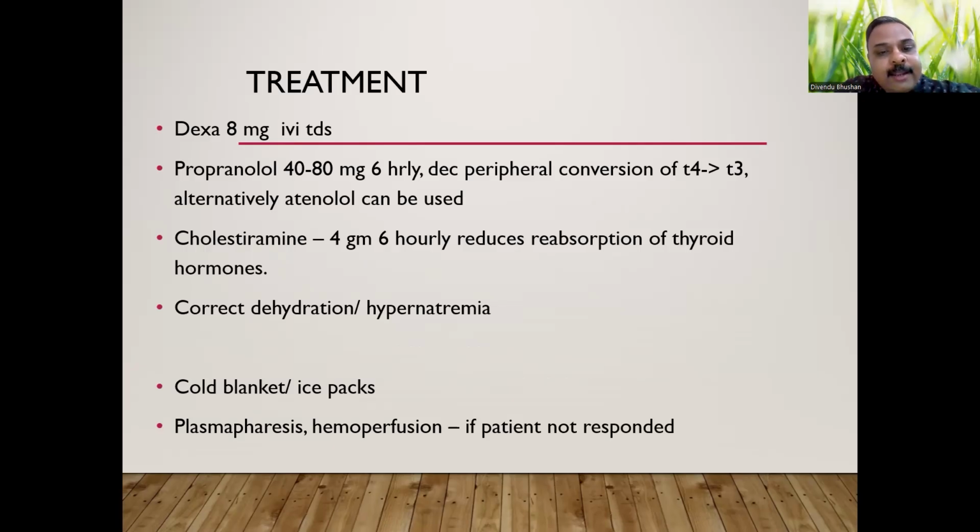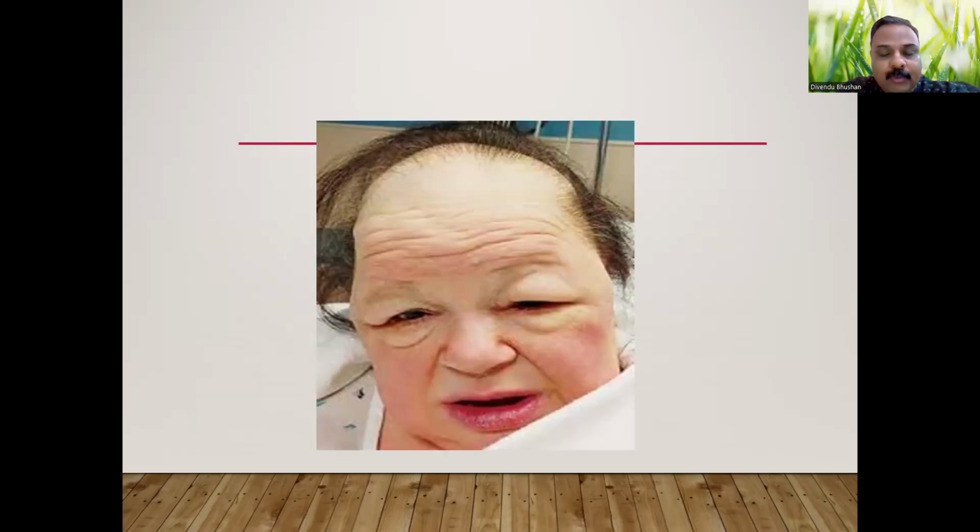We have to correct the dehydration and hyponatremia. And if there is a fever, we can use the cold blanket or ice packs. If the patient does not respond, we can use plasmapheresis or hemoperfusion. So this is all about the thyroid storm. Now we will move to the second emergency, that is called Myxedema Coma.